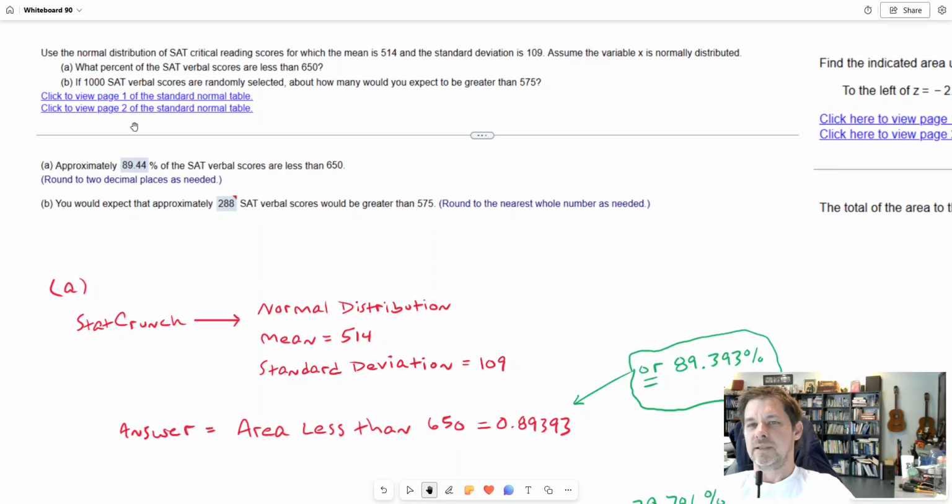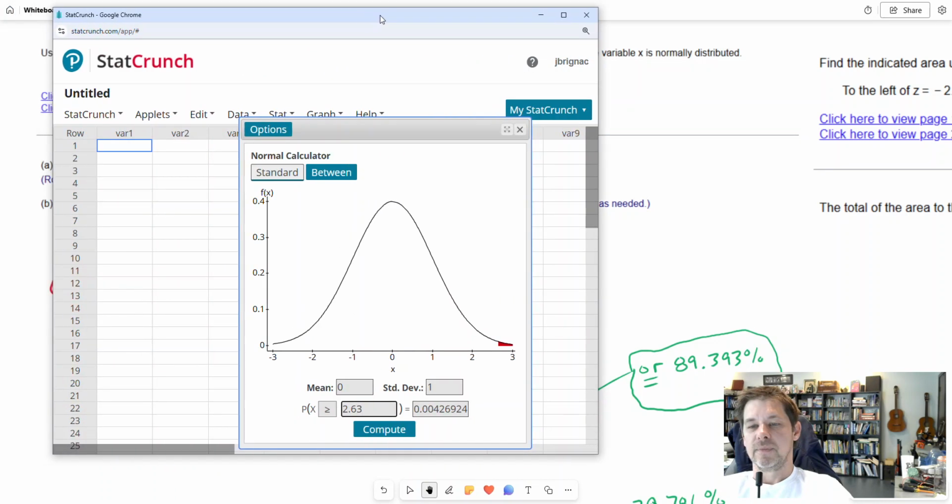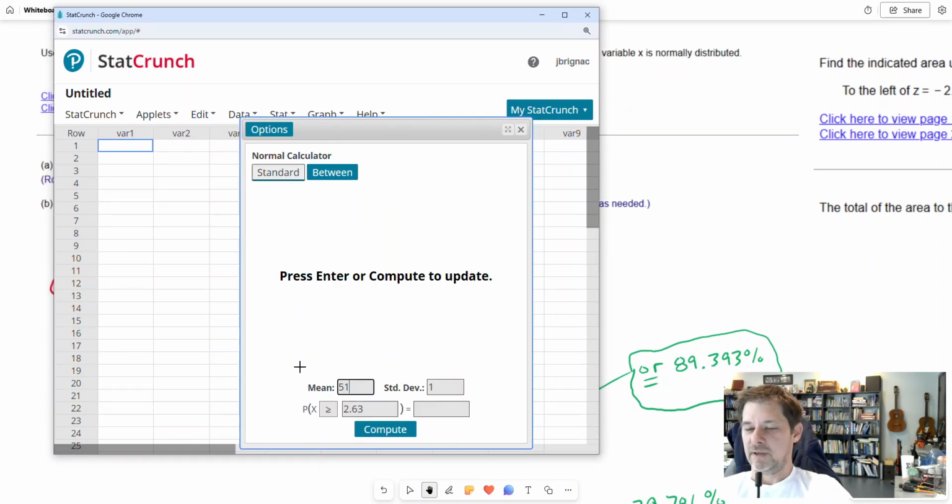So how about this? It tells me that I'm working with a normal distribution that has a mean of 514 and a standard deviation of 109. So I'll go ahead and put that in. So 514 for the mean, standard deviation 109. And maybe we don't know what we're going to do with that yet, but that's at least the necessary information for the question. All right.